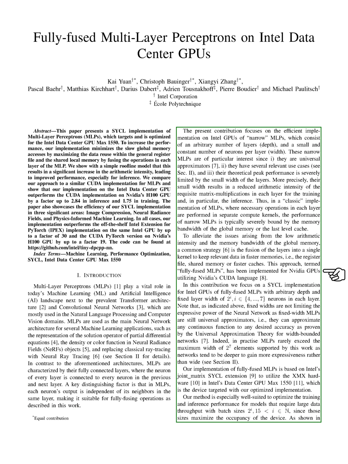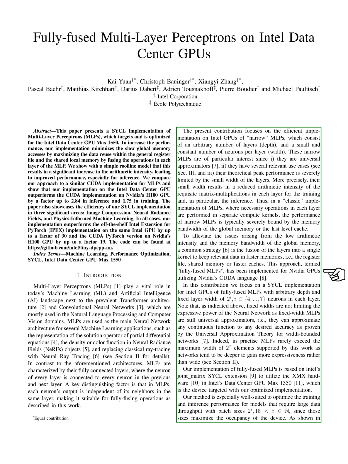Our focus is on efficiently implementing narrow MLPs on Intel GPUs. These narrow MLPs have an arbitrary number of layers, depth, and a small, constant number of neurons per layer, width. Narrow MLPs are of interest because they are universal approximators, have various use cases, and their theoretical peak performance is limited by the small width of the layers. The reduced arithmetic intensity due to the small width affects the matrix multiplications in each layer during training and inference.